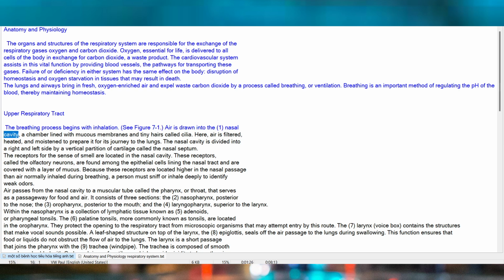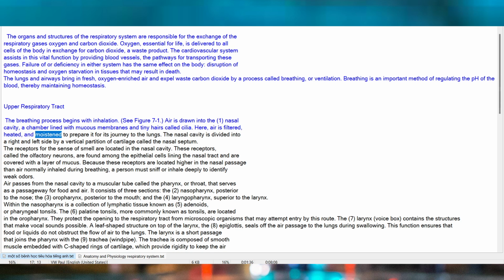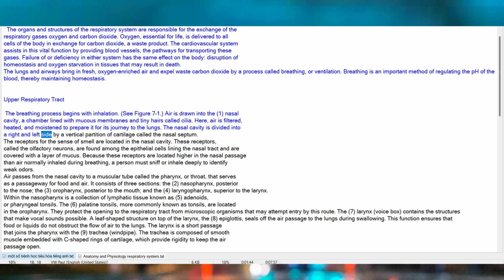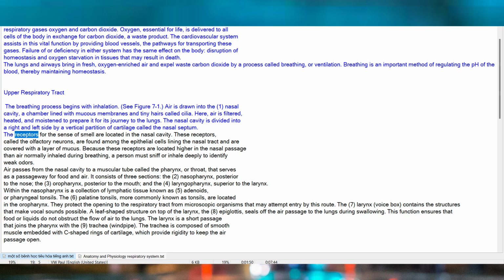Nasal cavity, a chamber lined with mucous membranes and tiny hairs called cilia. Here, air is filtered, heated, and moistened to prepare it for its journey to the lungs. The nasal cavity is divided into a right and left side by a vertical partition of cartilage called the nasal septum. The receptors for the sense of smell are located in the nasal cavity.